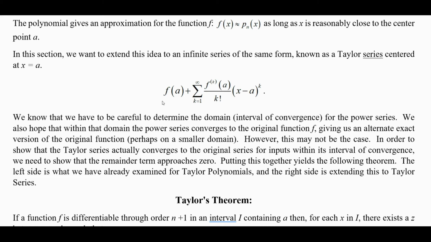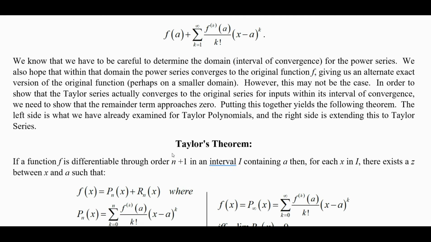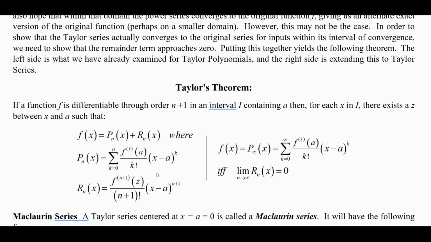So in order to determine that the series actually converges to the original function for inputs within its interval of convergence, we need to show that the remainder term approaches zero. Putting this together yields the following theorem. The left side is what we already know for Taylor polynomials, and the right side is extending this to Taylor series. So here's what we have.